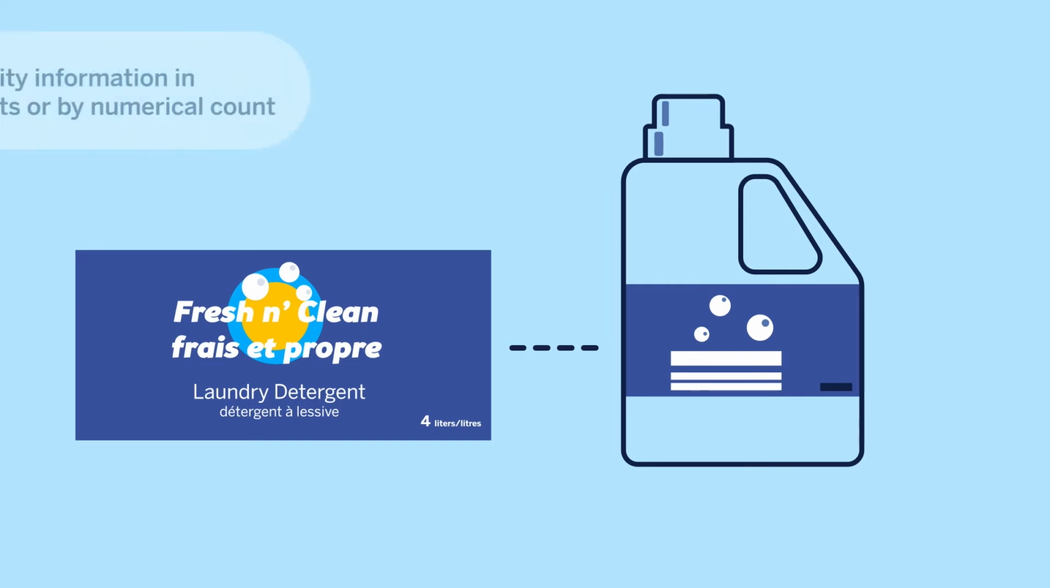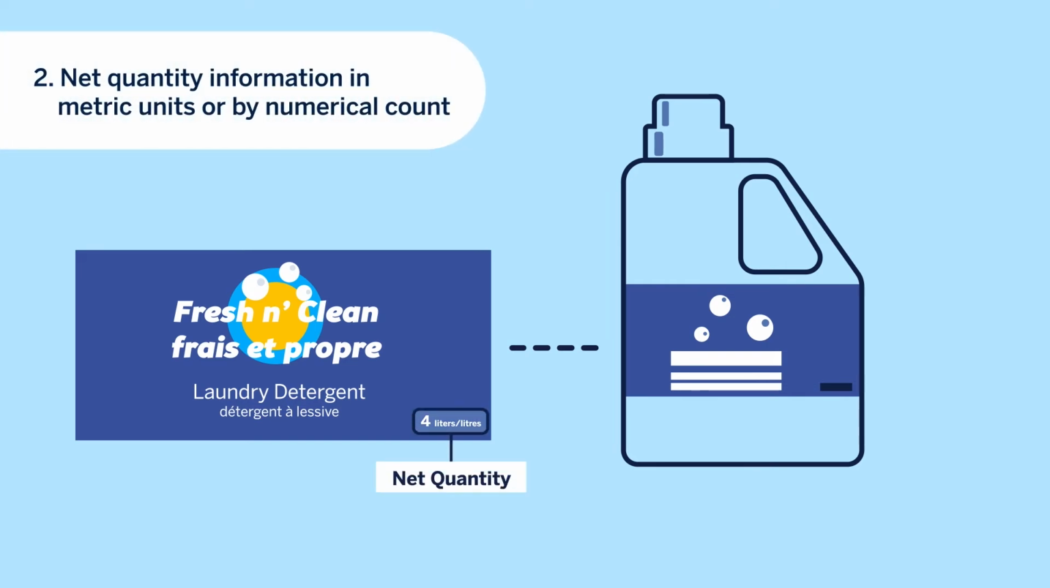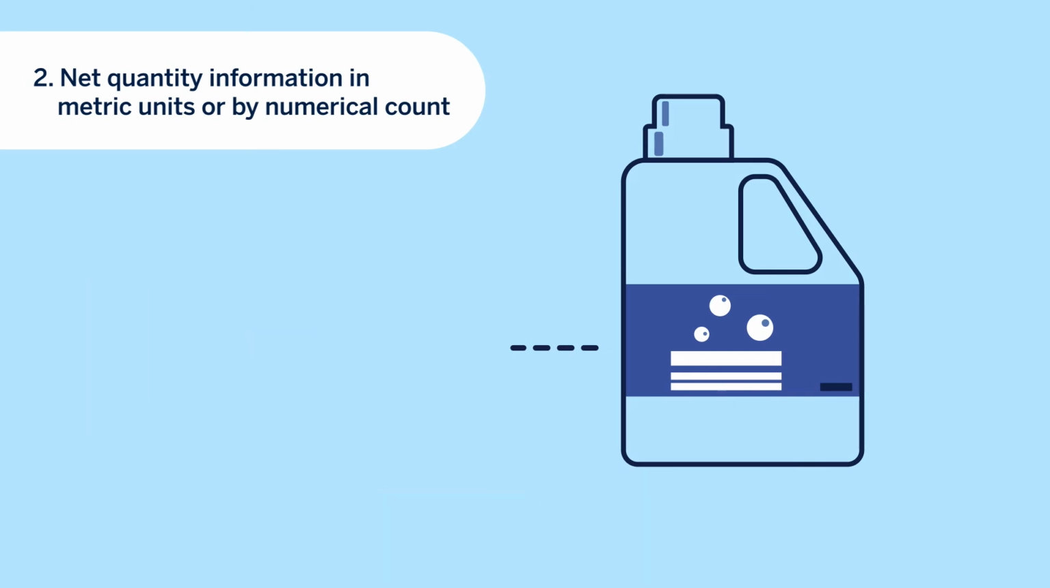The second step is make sure the net quantity information is expressed in metric units or by numerical count. The use of an additional non-metric quantity is allowed if it is not false or misleading. Net quantity that uses numbers and symbols only is considered bilingual. If a word is used in the net quantity, it's necessary to show the equivalent word in French.